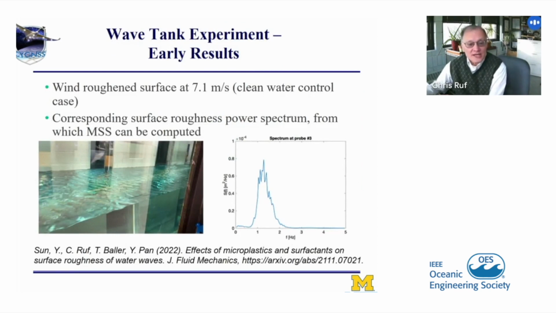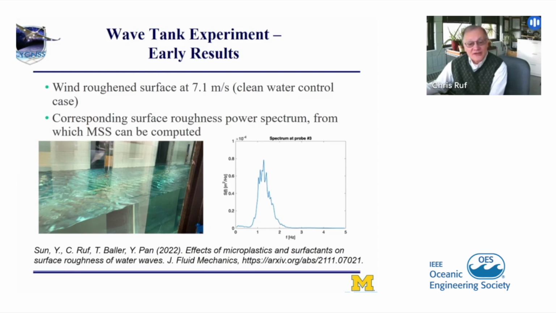There are no contaminants here. We measure the surface height as a function of time, and then take the Fourier transform of that to get the roughness spectrum. And this is what the roughness spectrum looks like. It's a typical roughness spectrum that you'd expect from a wind roughened surface. Then we introduce contaminants into the surface and look at this roughness spectrum. And from the roughness spectrum, you can derive the mean square slope. It's basically the second moment of this distribution.